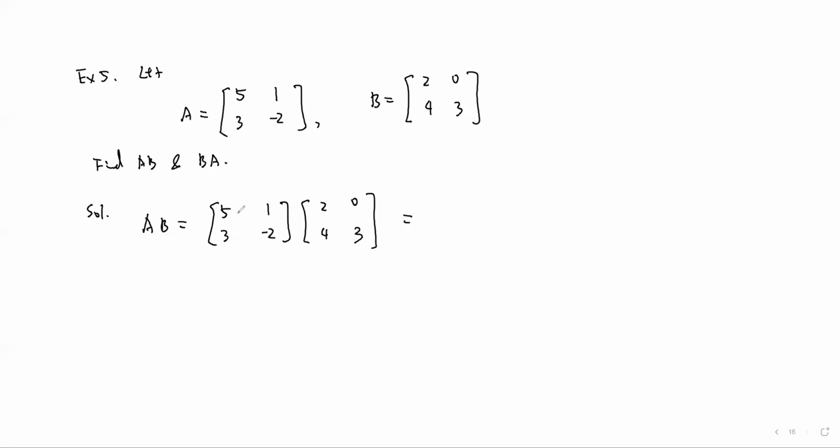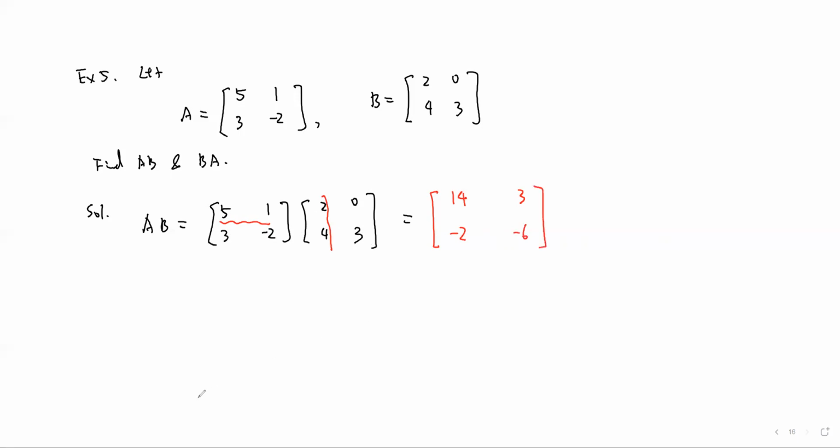By the row column formula, 1, 1 entry, row 1 times column 1. So 5 times 2, 10, plus 1 times 4, 14. The 1, 2 entry, row 1, column 2: 5 times 0, plus 1 times 3, that's 3. The 2, 1 entry, row 2, column 1: 3 times 2, 6, minus 8, negative 2. And then the 2, 2 entry, row 2, column 2: negative 6.